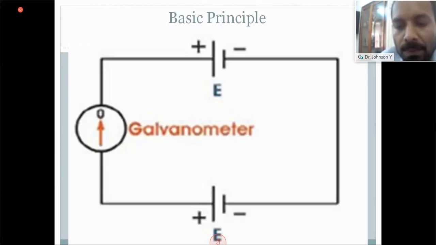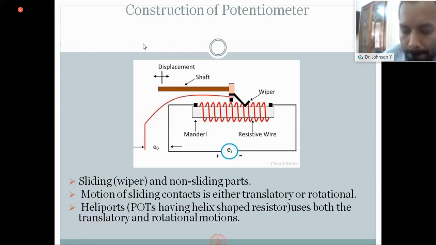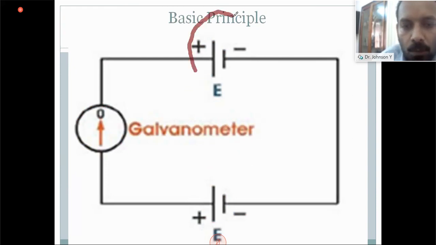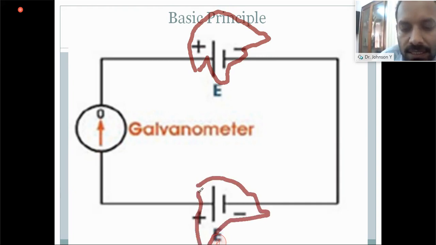Actually, this is the basic principle of a potentiometer. And here we can see two voltage sources. One is on the top. This is the top voltage source. This can be a known or unknown voltage. Suppose we take it as a known voltage. And at the bottom we can see another voltage source, which is the unknown voltage source.